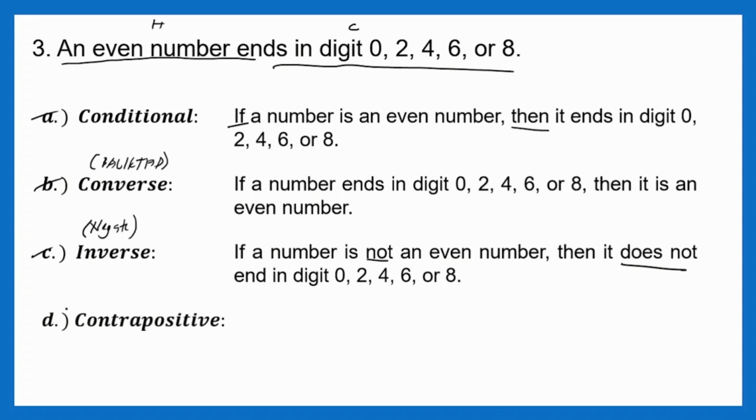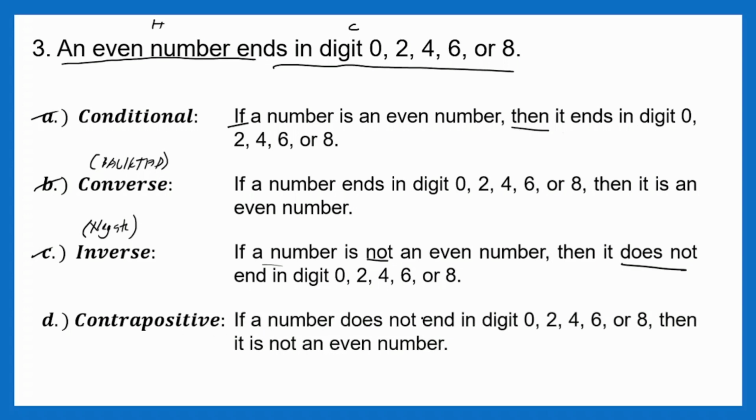Then, for contrapositive, i-shortcut mo na para hindi ka na mahihirapan. Hanapin mo si inverse, yung sagot mo sa inverse, baliktarin mo lang. Magiging ganito siya. If a number, syempre, descriptor yung a number, so nandun pa rin siya. If a number does not end in digit 0, 2, 4, 6, 8, kasi ito yung magiging then part, then it is not an even number. Ganyan lang. Madali lang kunin etong mga ito.